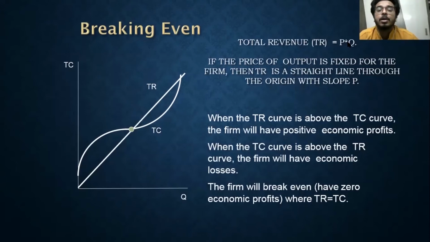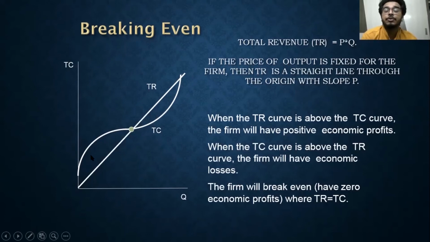Now, remember, this is my total cost curve. This is the total fixed cost, and over here is my total variable cost. These are not required over here. So the total cost starts from here, counting that total fixed cost, and then it has this inverse S shape.